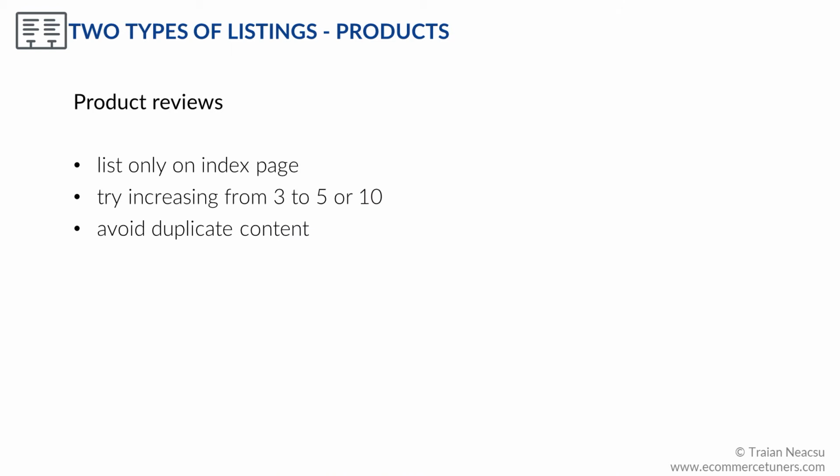In such cases, you may want to consider increasing the number of reviews you list on the index page. Instead of listing 3 reviews, increase to 5 or 10. When you do so, you need to create rules to avoid duplicate content issues between listing and product detail pages. Such rules can be: do not display more than 2 reviews for the same product on the same page. Display only 5 reviews on the same listing page. On the listing page, do not display the reviews you displayed on the product page.